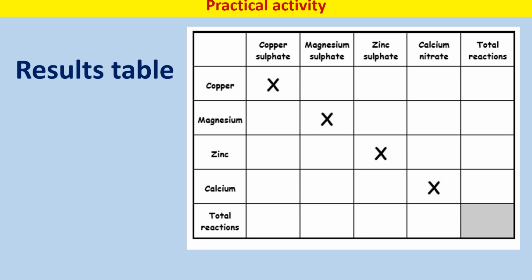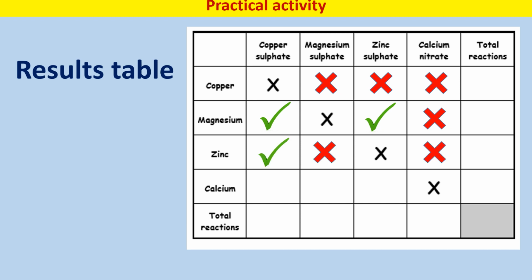And you should be able to look at each one. Copper: is it reactive enough to take sulfate from magnesium? Clearly not. It's not reactive enough to take sulfate from anything. Whereas magnesium's really reactive. It can take sulfate from copper and from zinc, but it can't take sulfate from nitrate. Zinc can only take sulfate from copper. Calcium can take sulfate from any metal you like.